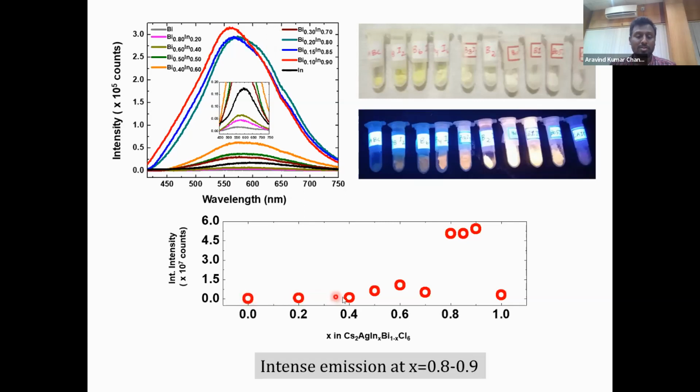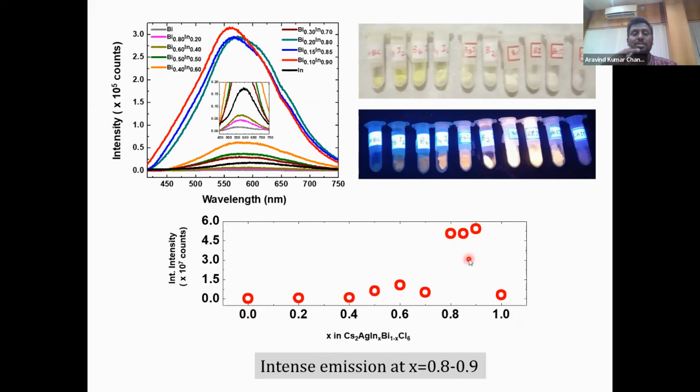So these things are around 0.6. You could see that when X is 0, it means the metal is purely a bismuth-based trivalent system. And when X is 1, it's purely an indium-based trivalent system. You could see that the intensity is fairly low, in the order of 10 to the power 6. The moment when X reaches somewhere between 0.8 and 0.9, there is a sudden jump. It is nearly 2 orders of magnitude higher than the end members.